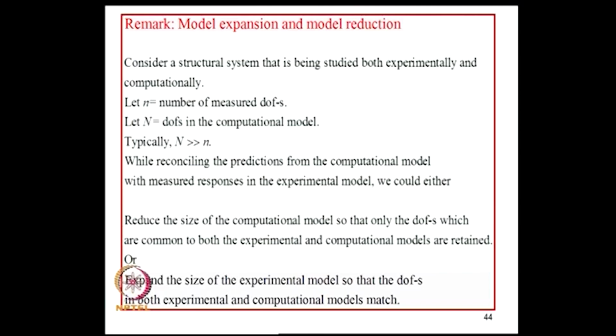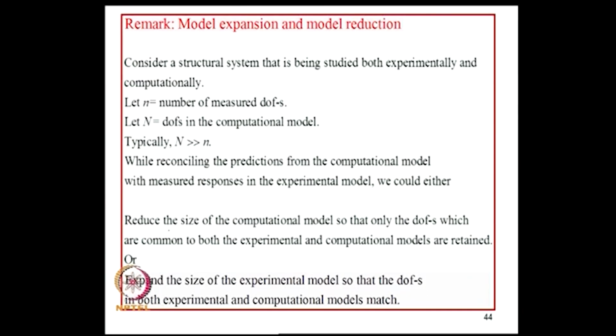Now actually we had talked about model reduction, but there can be a problem of model expansion also. How does it come about? Suppose you consider a structural system that is being studied both experimentally and computationally. If lowercase n is the number of measured degrees of freedom and capital N is the degrees of freedom in the computational model. Typically the degrees of freedom in the computational model is much greater than the degrees of freedom in an experiment. Now when we are reconciling the prediction from the computational model with what we have measured, then there are two options available to us.